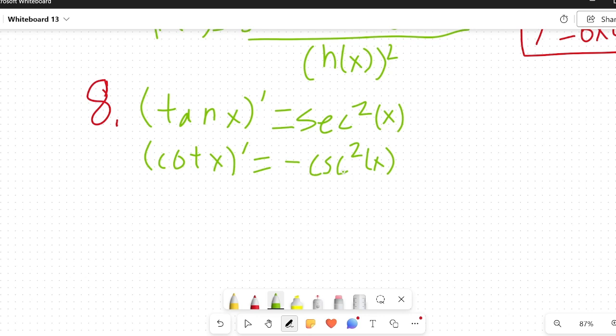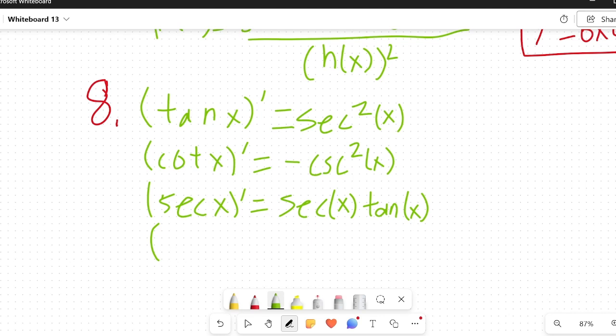The derivative of secant of x equals secant of x multiplied by tangent of x, and the derivative of cosecant of x equals negative cosecant of x multiplied by cotangent of x.